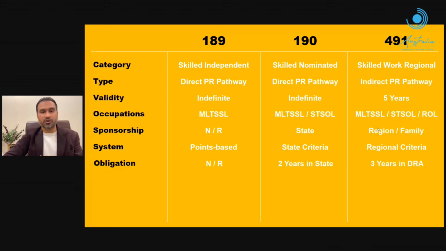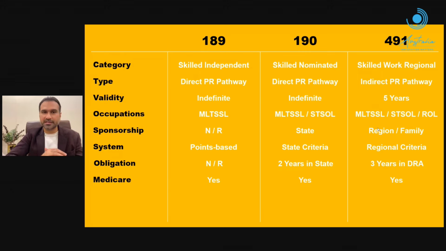Now let's talk about the obligation. For 189, you do not have any obligation to live anywhere. You can live anywhere in Australia, in any state or in any territory. Whereas when we talk about 190, you have a moral obligation to live for 2 years in that specific nominating state. For 491, you have to live and work for 3 years in designated regional areas of Australia. It can be any regional area of Australia. This is a moral and legal obligation.